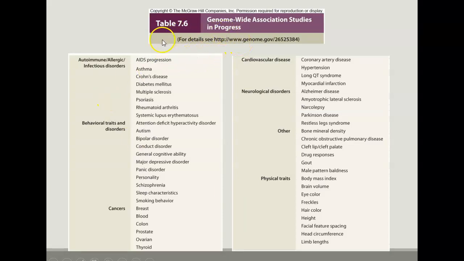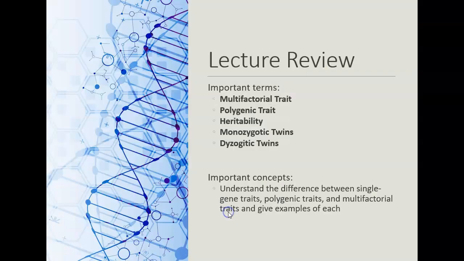Here's a whole host of different ways that we have been able to look at different types of traits, cancers, allergies, and infectious diseases. These are a whole host of different genome-wide association studies that we're actually working on to figure out the genetic backbone, if you will, of those diseases. All right, so that wraps things up. Again, the big takeaways here were the difference between multifactorial polygenic traits, how we determine heritability, and being able to give examples of all of those.